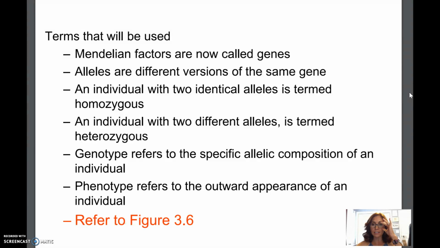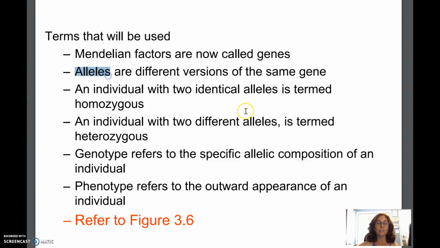So several things that Mendel discovered when he did his monohybrid crosses was that we had these traits that were either dominant or recessive. You saw the trait or you didn't, depending on the combinations that were put together in the offspring. So the terms that we're going to be using are as follows. The factors that Mendel was talking about, we're now calling genes. At the time, he just called them factors or genetic factors. Now we know that they're genes and that they're distinct sequences in DNA. Alleles are different versions of the same gene.